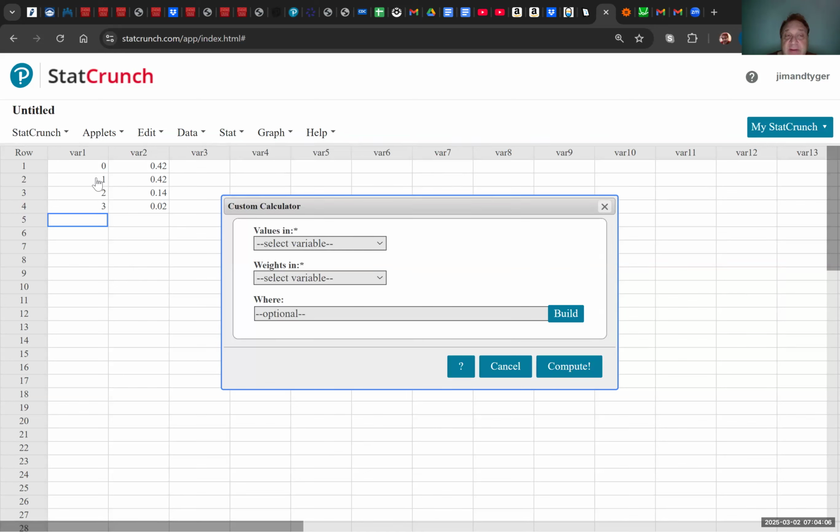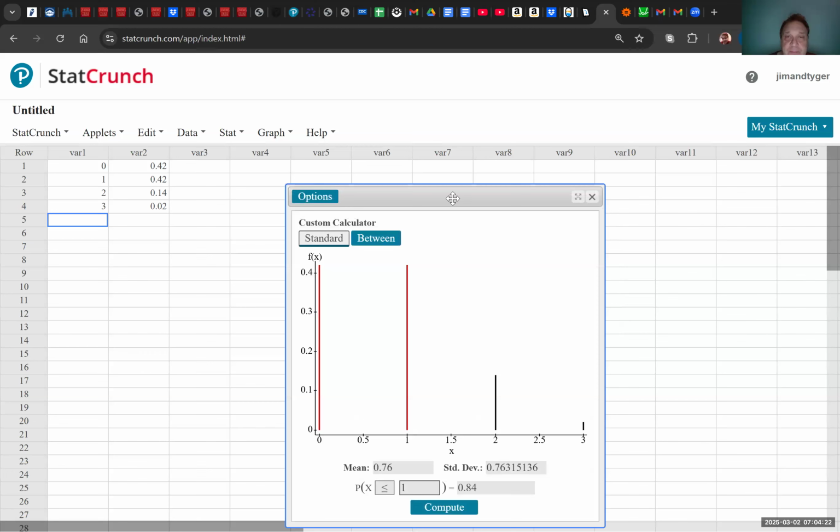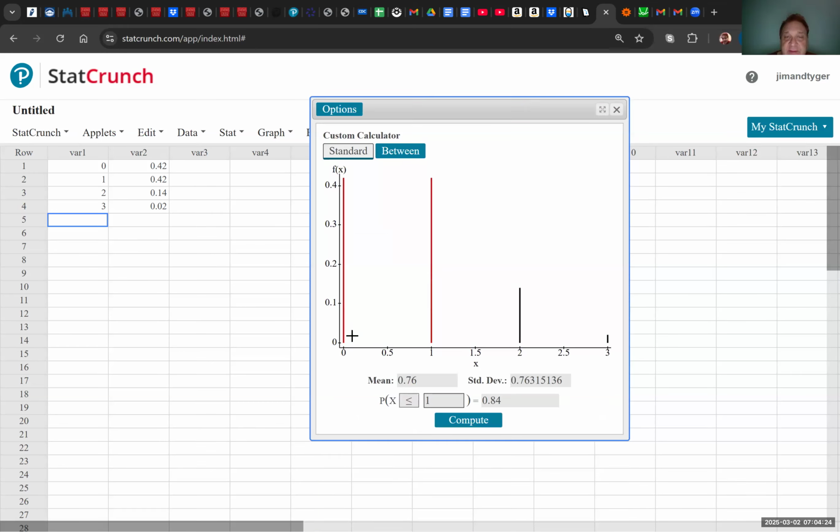variable? The values of the variable are 0, 1, 2, 3, which are in var1. And then the weights, which means the probabilities, are right here for each of those x values. They're in var2. So weights, values of the variable and weights or probabilities, and I hit compute. And I can get 0 correct, I can get 1 correct, 2 correct, 3 correct. The mean is 0.76, which we just calculated by hand.